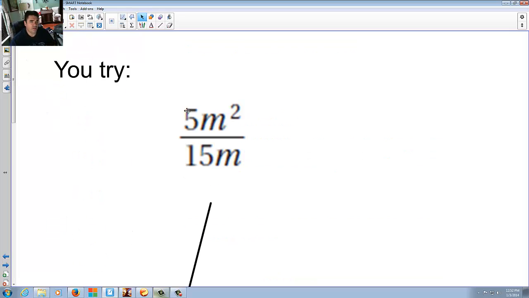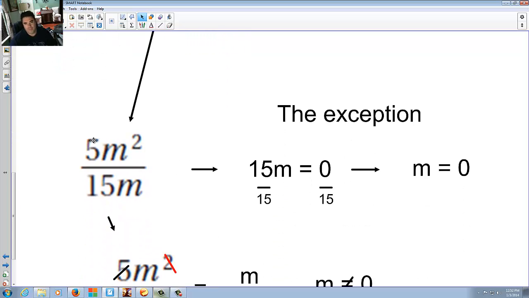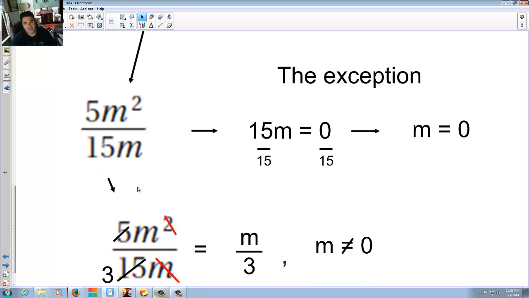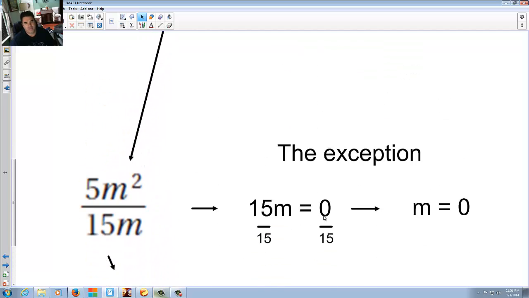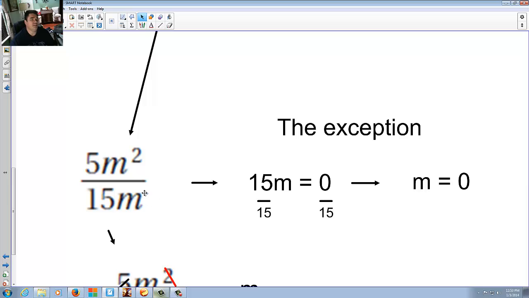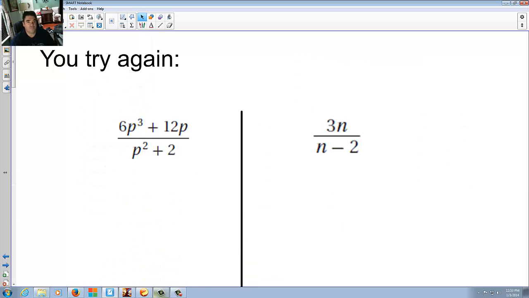You try, go ahead. 5m squared over 15m. Basically, I can divide 5 from each one here and basically divide 1m out of this one. So divide this by 5, leaves a 3 in the bottom. Divide an m out of this one and take the m away. Leaves m over 3. However, m cannot equal 0. Why, you say? Because if you go all the way back up here, if you have this times 0, it makes the whole thing 0, which is what you don't want.